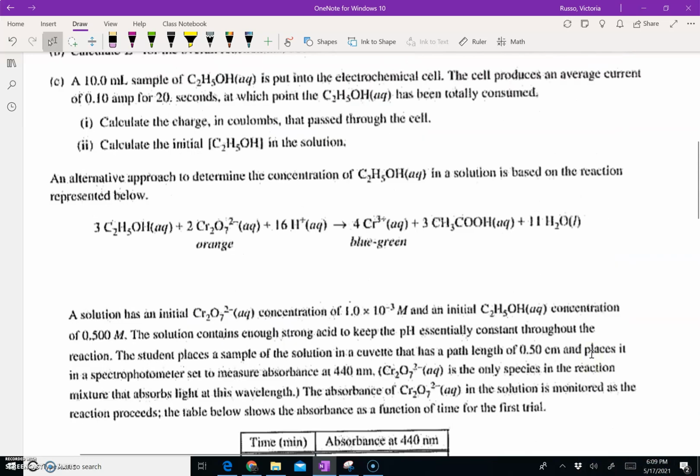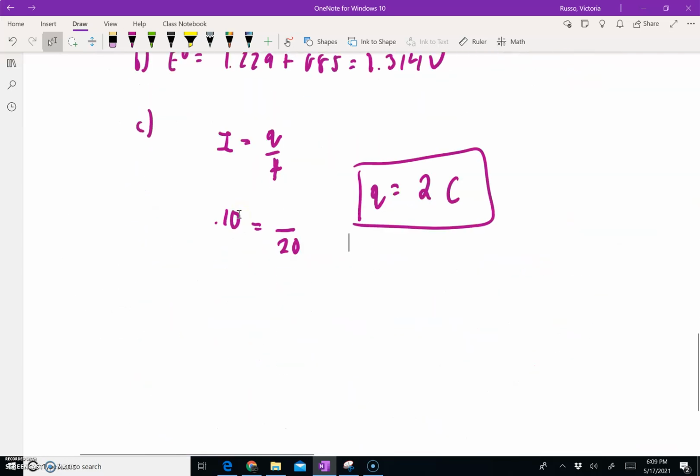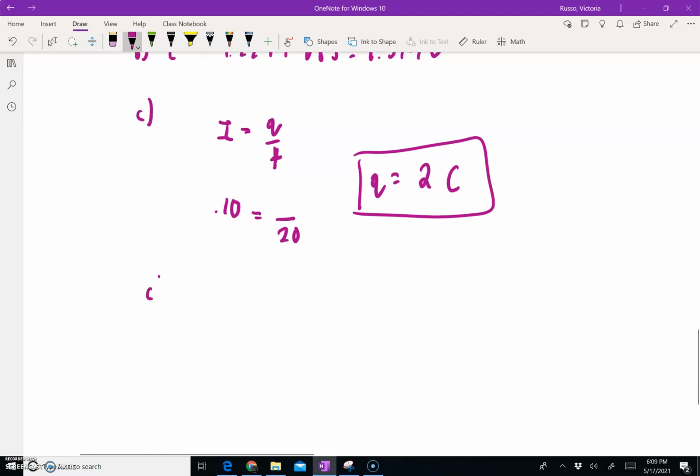Okay, now this is the harder part. It says calculate the initial ethyl alcohol concentration. I'm sorry, this is ethyl alcohol, so that name and that formula mean the same thing in the solution. We know that 2 coulombs of charge ran through this cell, so we're going to put that over 1. We need to find out how many electrons that is. We know from the formula sheet that there are 96,485 coulombs in 1 mole of electrons. So that's converting to 1 mole of electrons.